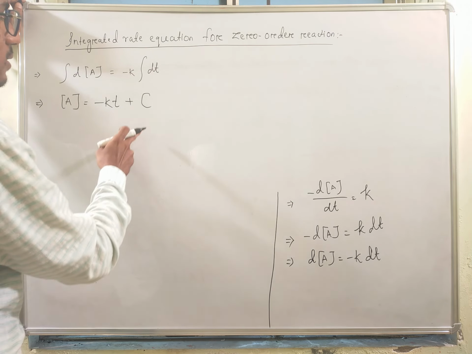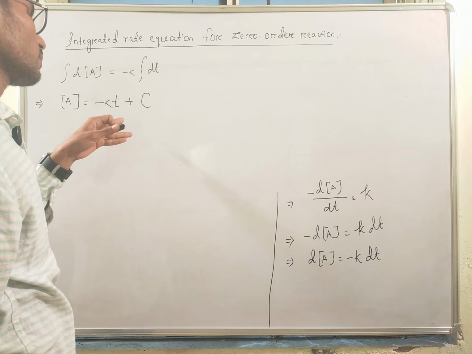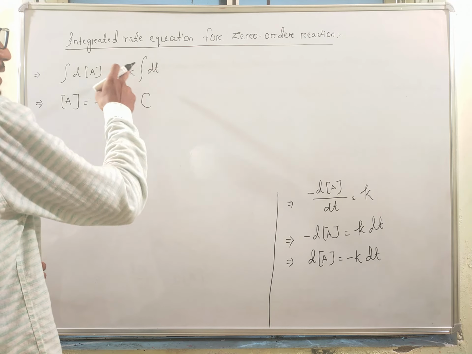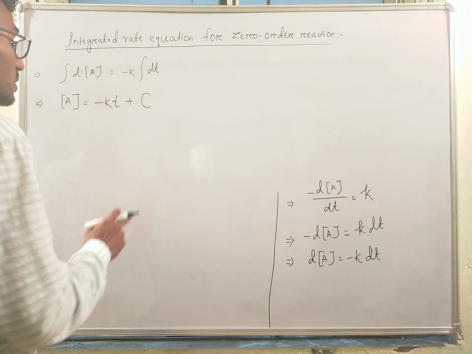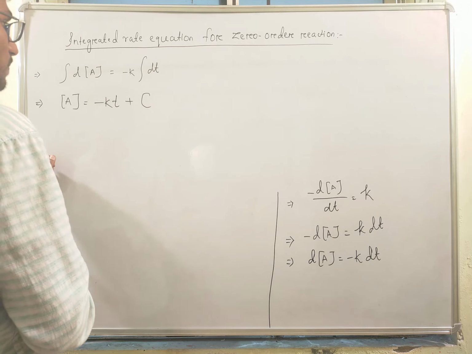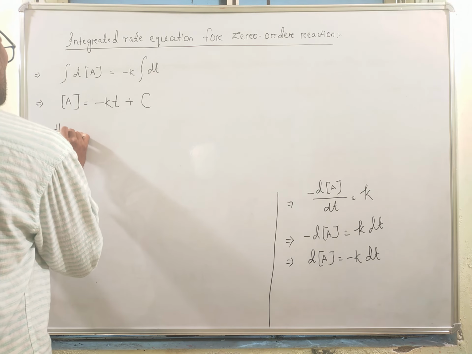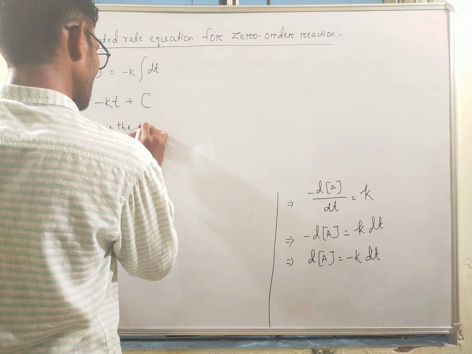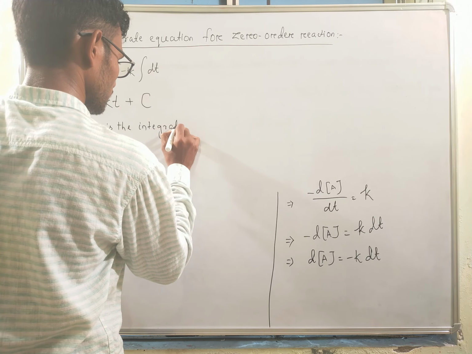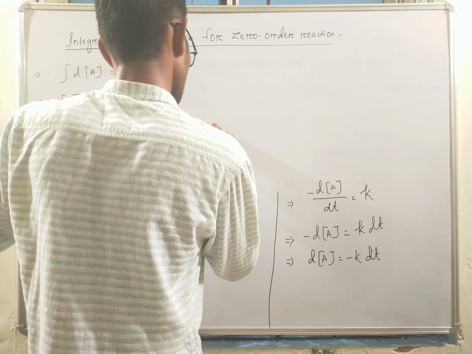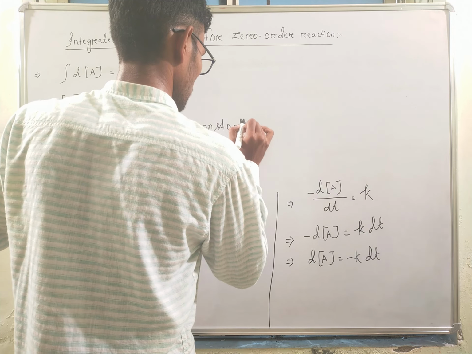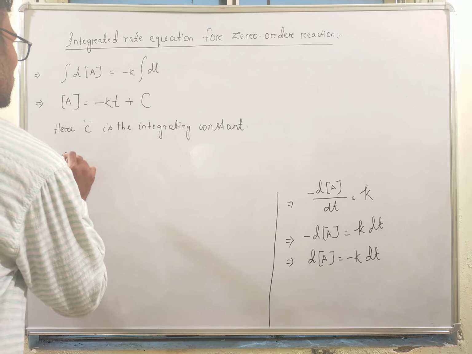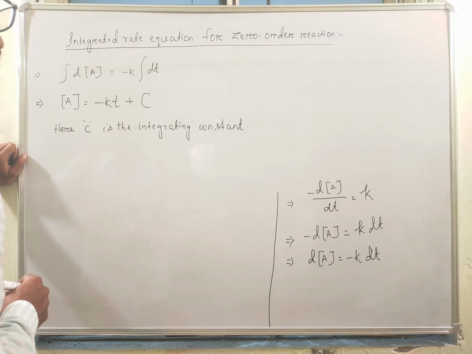We have to add c here. Here c is the integrating constant, because this is an indefinite integral, so we have to add an integrating constant, where c indicates the integrating constant, whose value can be determined by taking some conditions.